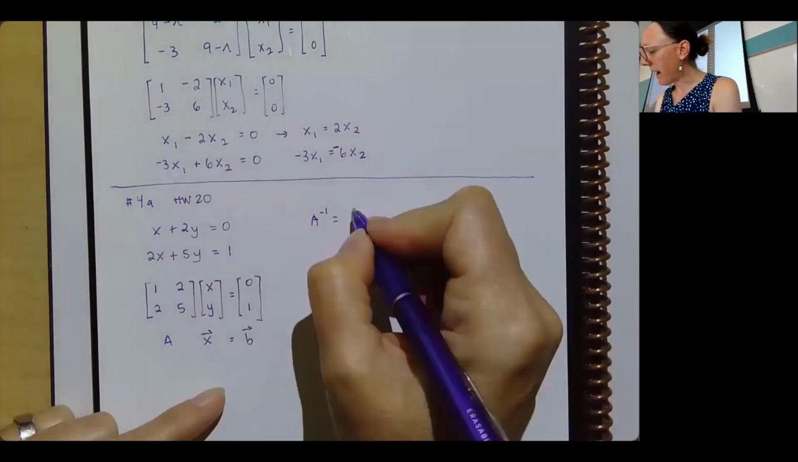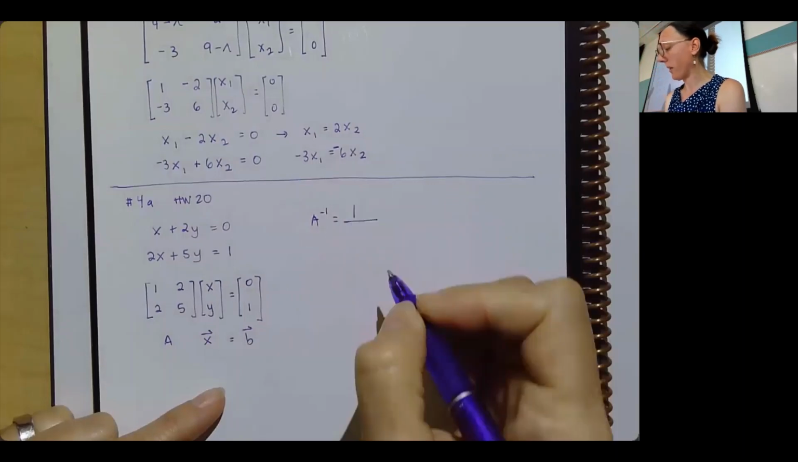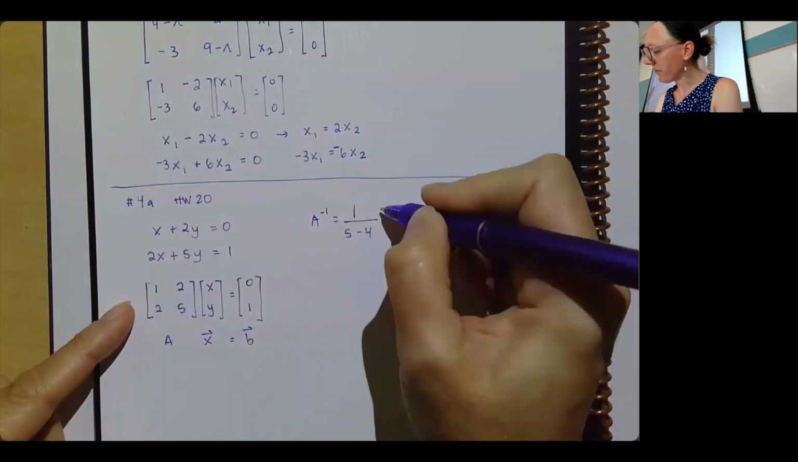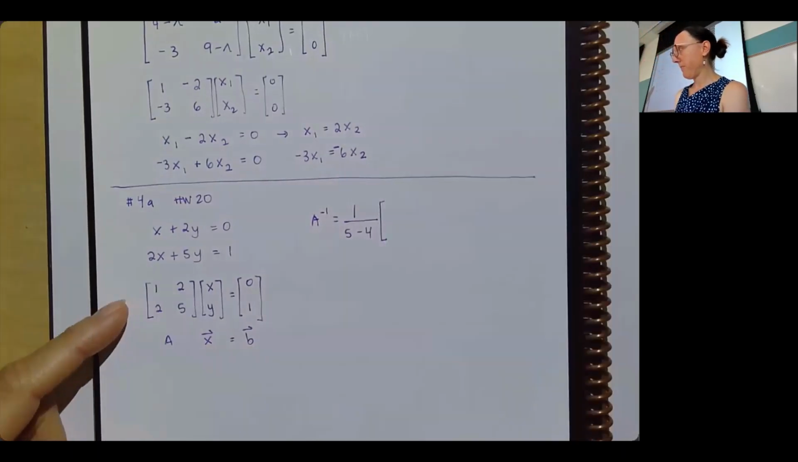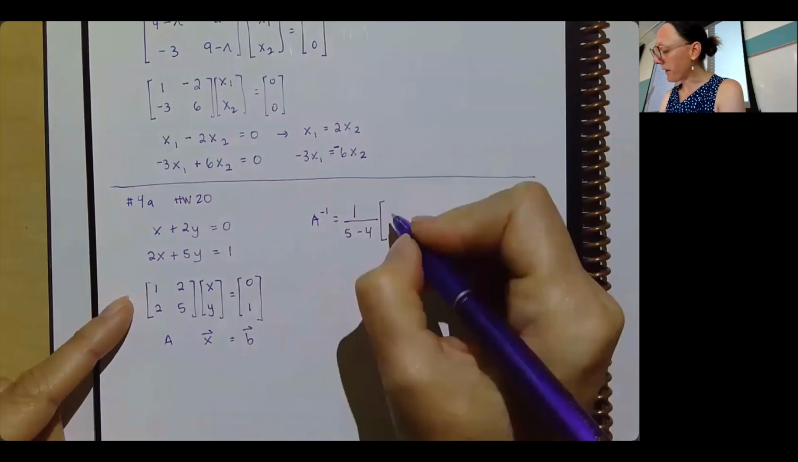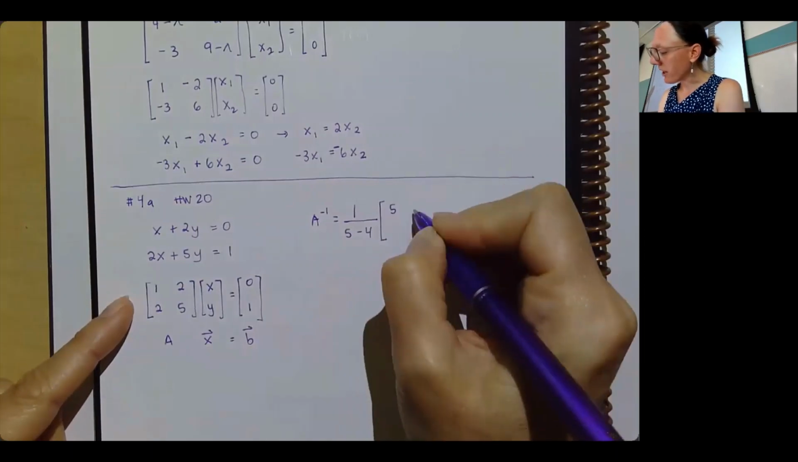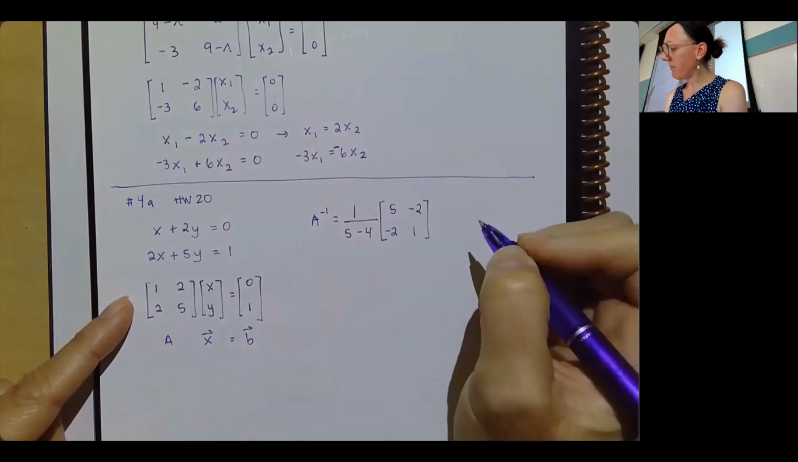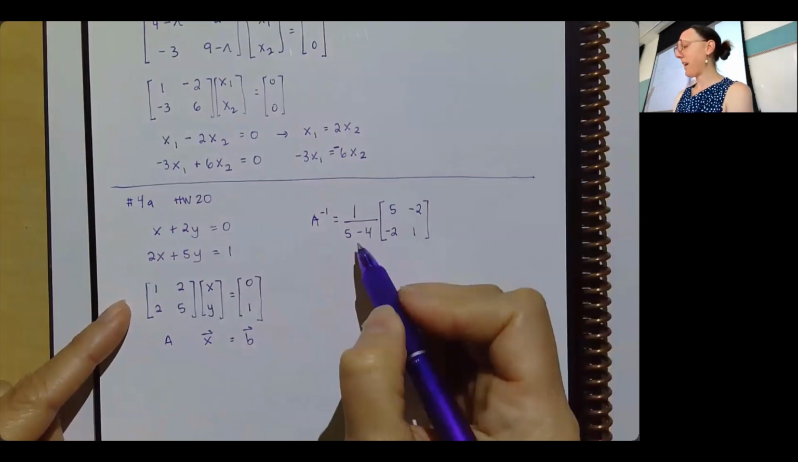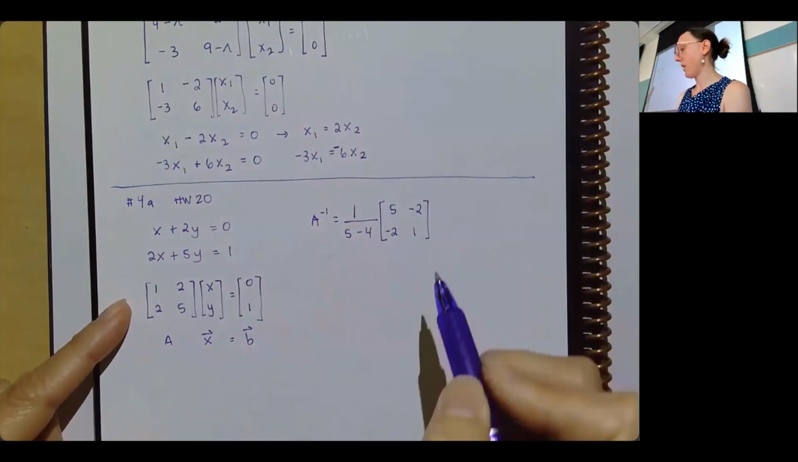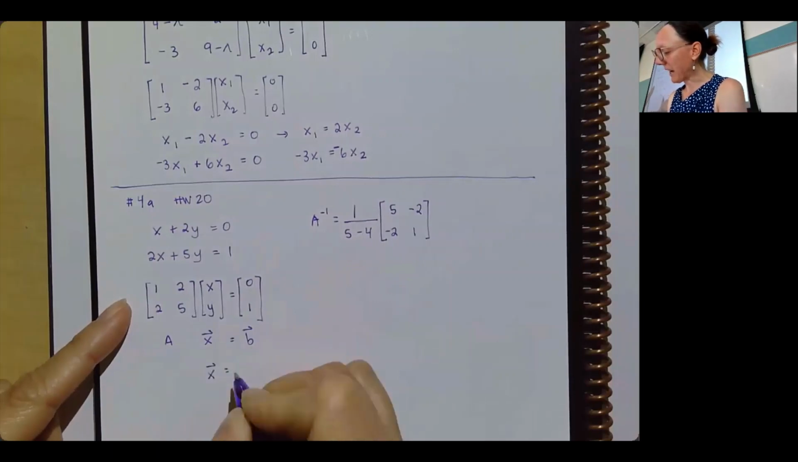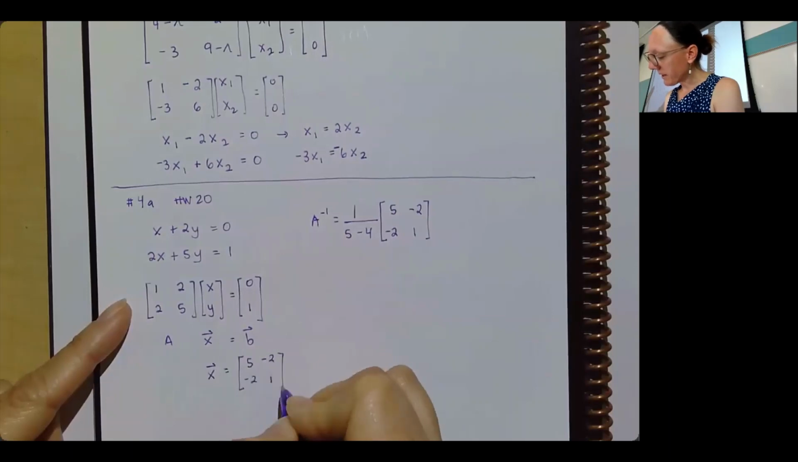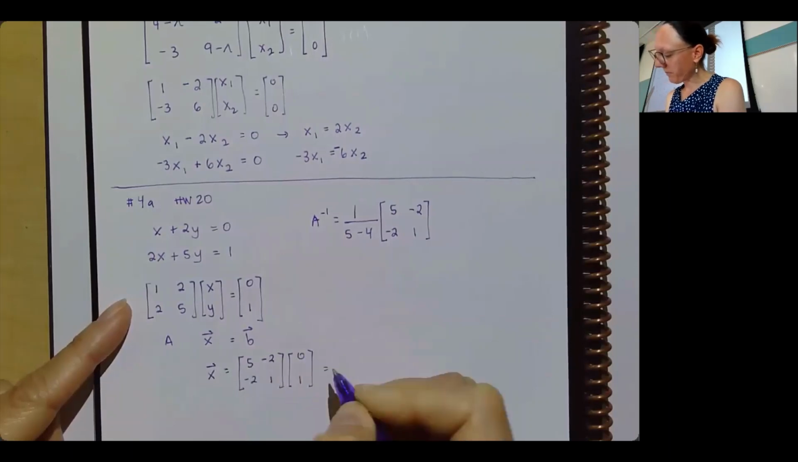And I'm going to find A inverse to solve for x. So the first thing that I need for A inverse is I need 1 over the determinant. So that's 5 minus 4. I'm going to swap my diagonals and change the sign on each of my off diagonals. Conveniently, our determinant is 1. So my A inverse is just 5, -2, -2, 1. So my X vector I'm going to get by taking A inverse times the vector 0, 1.